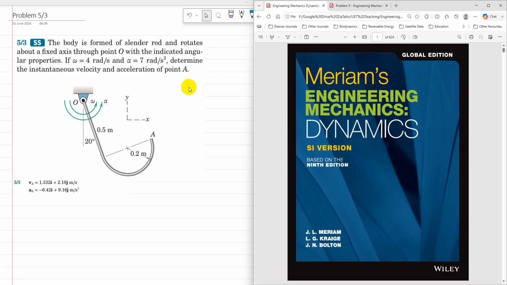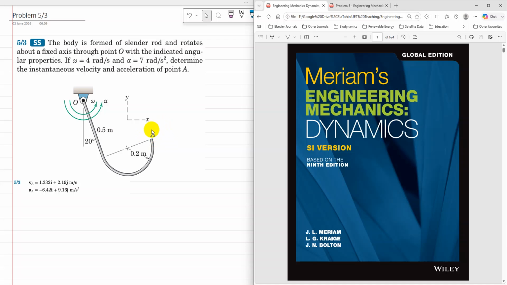This video tutorial is the solution to problem 5/3 from Engineering Mechanics Dynamics by J. L. Meriam, 9th edition. In this problem, a body is formed from a slender rod and rotating about a fixed axis through point O. The angular velocity and angular acceleration are given as omega 4 radian per second and alpha 4 radian per second square. The instantaneous velocity and acceleration of point A are required.